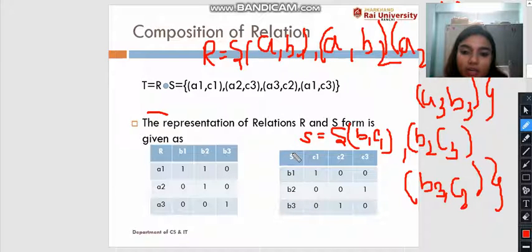Here in this column we will have all the elements of Y, because we are making relation S between Y and Z, and in this row we will have all the elements of Z. So here there are b1 b2 b3, and here c1 c2 and c3. Now for the elements that are available you will put 1, and for the elements not available you will put 0. So b1 c1 is present in S, so we have put 1. b2 c3 is also present in S, so we have put 1 for it, and b3 c2 is present in S, so we have put 1 for it.